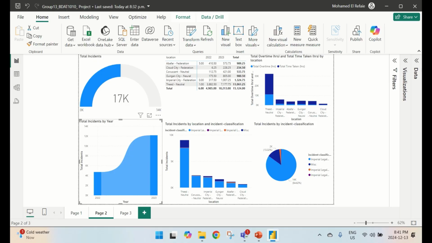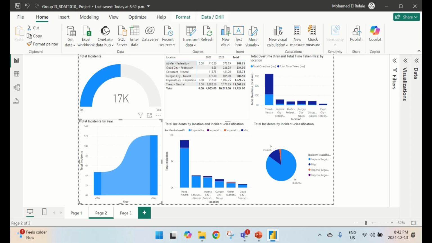In 2022, we saw that we have 4,905 incidents. In 2023, we saw 10,213 incidents. The observation is we have a significant increase in incidents from 2022 to 2023, as depicted in the bar line chart as well here in the table.